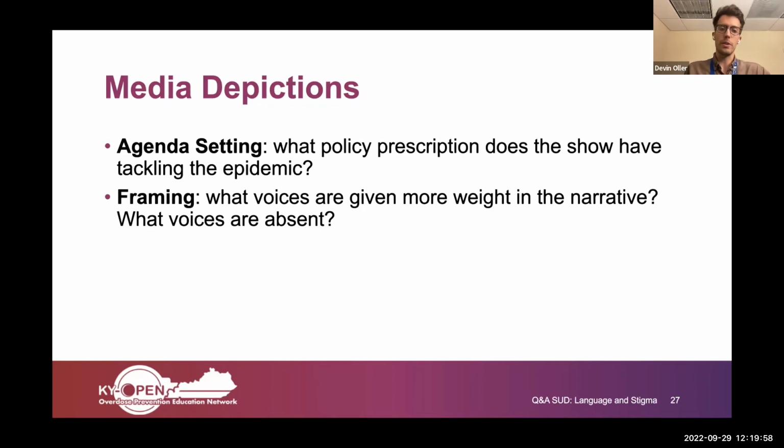And then the second thing to ask about, so framing. So what voices are given more weight in the narrative? What voices are absent? What do we think about the framing of Dope Sick? And maybe this changes in the actual show, but at least from the trailer, there's a few things that stand out. Yeah, so we don't hear much from the miners. We don't hear much from the people struggling with addiction. I think there was just one snippet of the woman looking at pills and saying, I can't live like this, right?